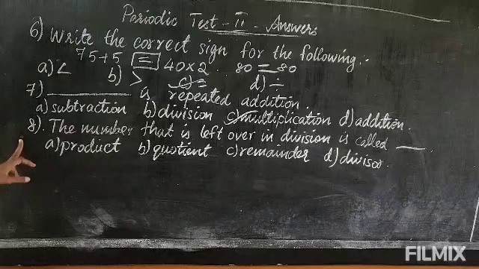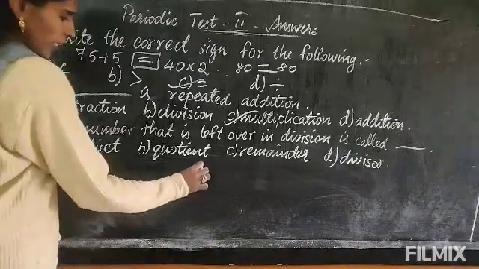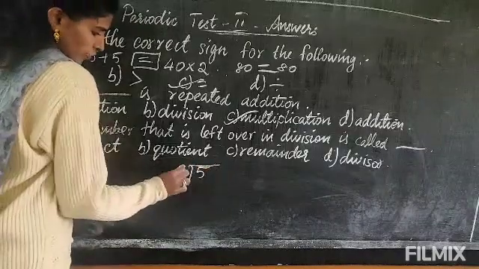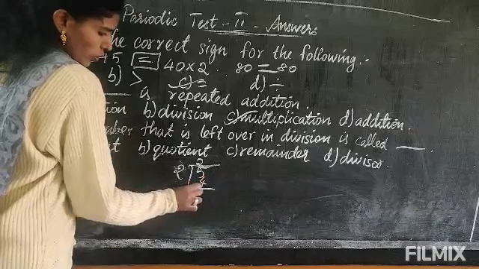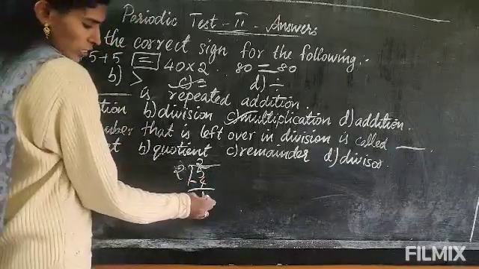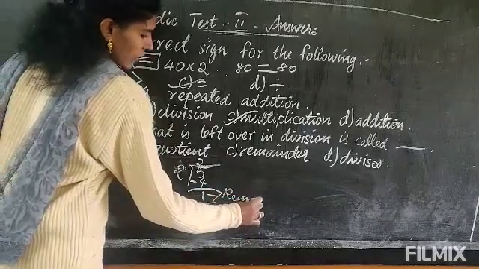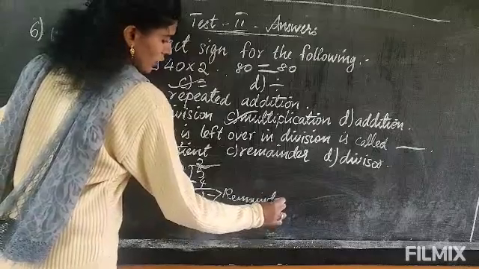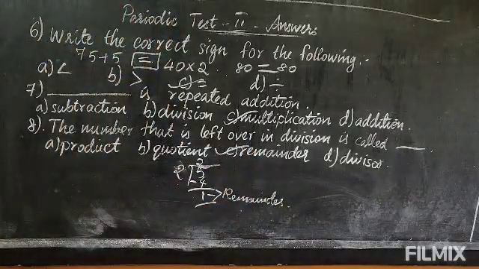Next one, the number that is left over in division is called dash. Suppose you are dividing 5 by 2, 2 2s are 4. So the leftover number is 1. What do we call this leftover number? We call it remainder. So C, the remainder, is the correct answer.